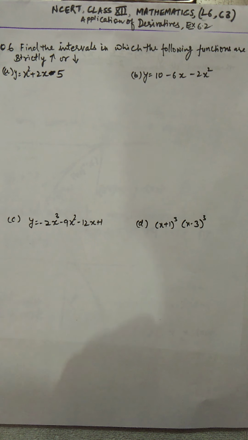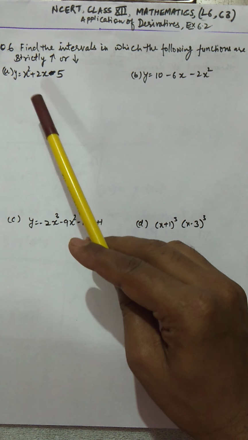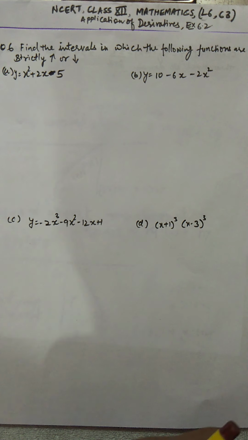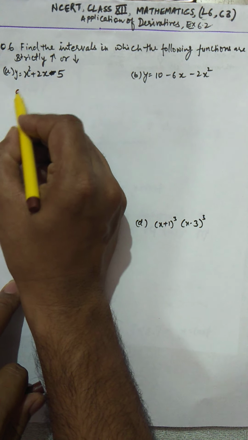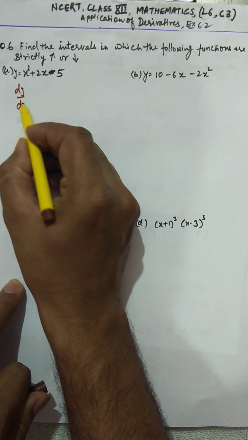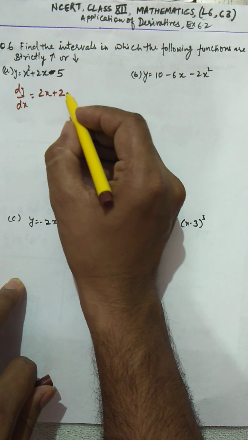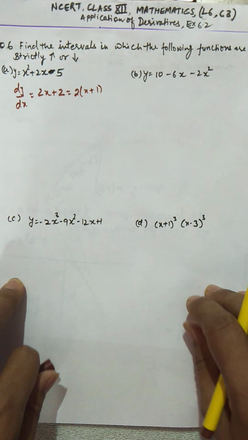Now we'll do some more questions based on increasing and decreasing functions. Question number 6 is asking us to find the intervals in which the given function is strictly increasing or decreasing. So we can start from here. Y, we can find dy by dx. So dy by dx will be 2x plus 2. That can be further written as 2 times (x plus 1).